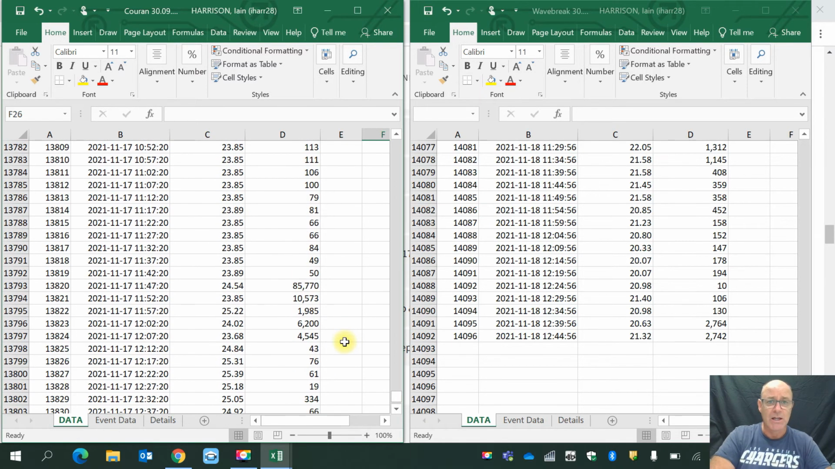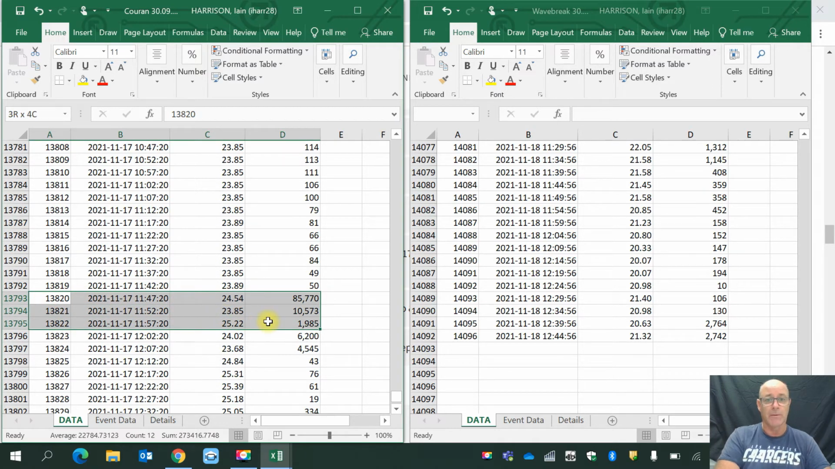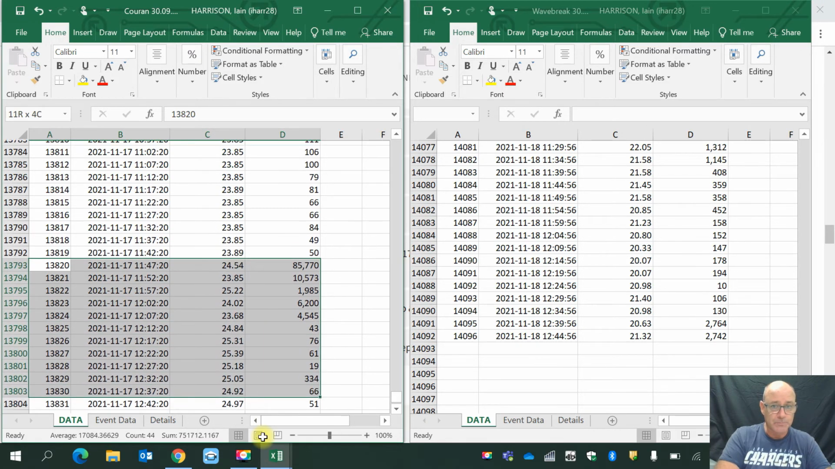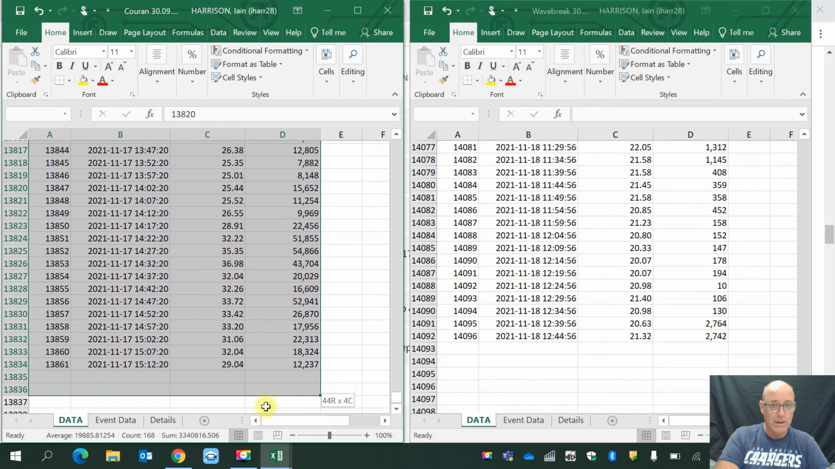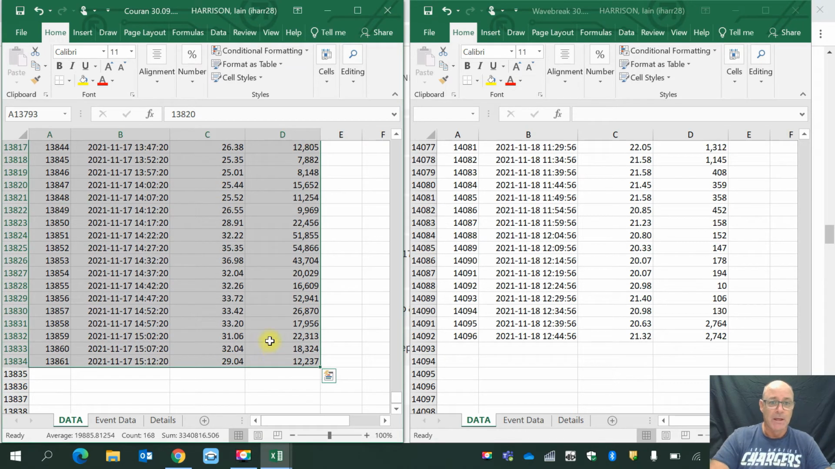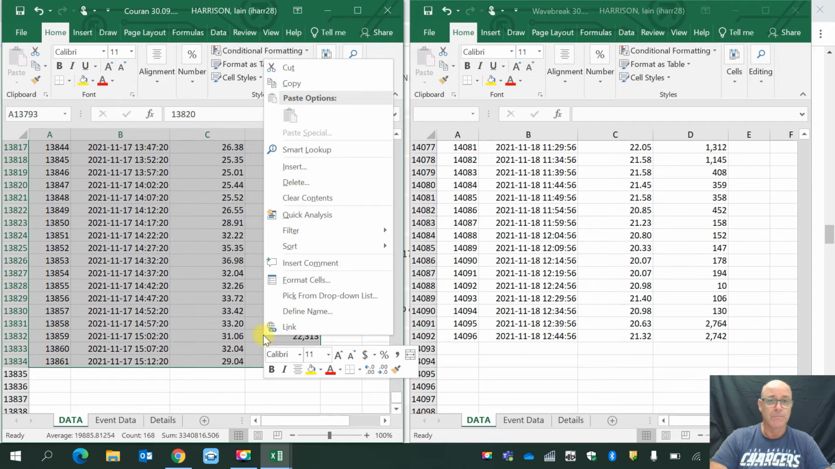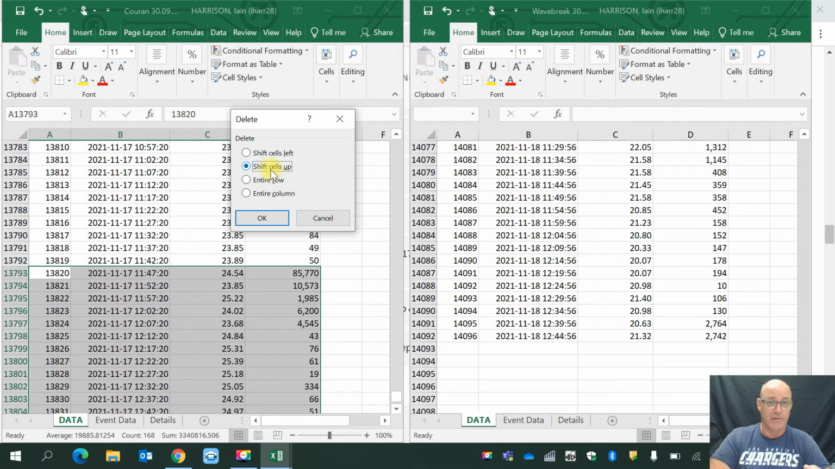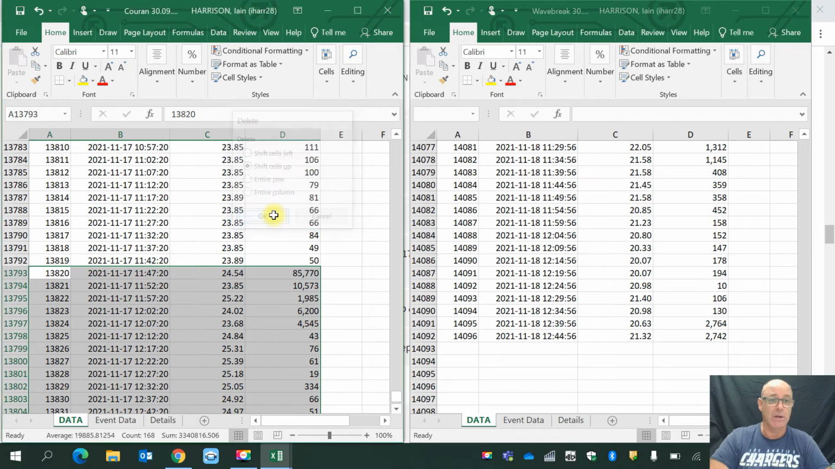So I would suggest that we need to delete 85,770 lux and below. That way we can ensure that our data is not jeopardized by any errors due to the fact that it was collecting data whilst it was removed from the water. So we're going to highlight that now. Once we've highlighted it, again, we're going to right click on the selection, choose delete, and shift those cells up. Okay, so we're going to OK that.